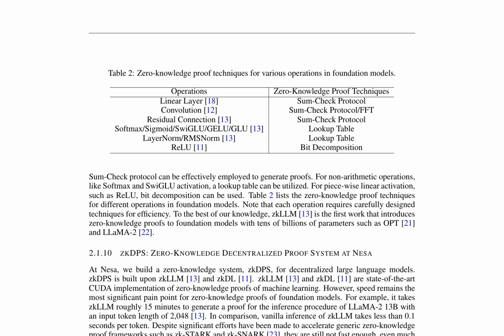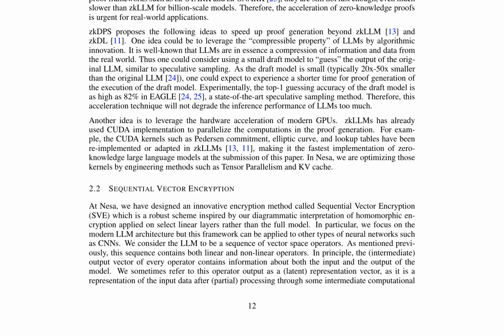Table 2 lists the zero-knowledge proof techniques for various operations in foundation models, highlighting the need for carefully designed techniques for efficiency. Notably, zkLLM is the first work to introduce zero-knowledge proofs to foundation models with tens of billions of parameters. The ZKDPS system, built upon zkLLM and zkDL, aims to accelerate proof generation for decentralized large language models.